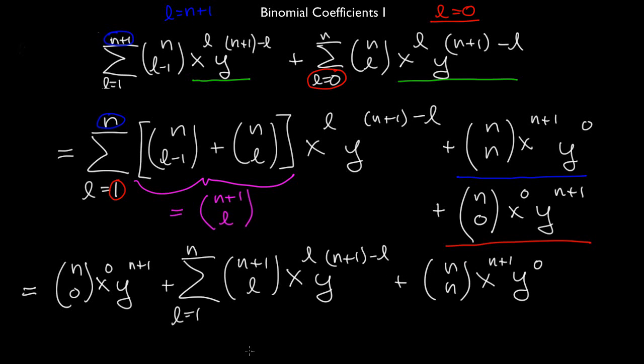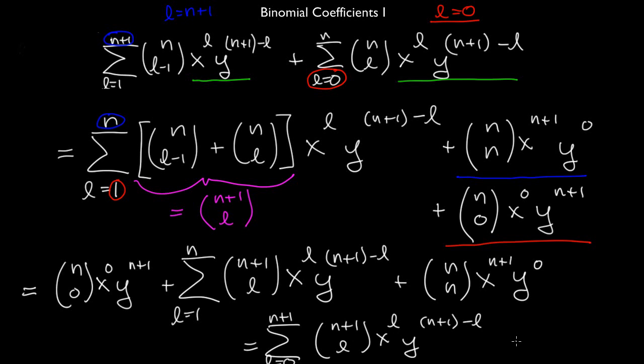And it's worked perfectly. I can rewrite this as the summation now running from L equals 0 to n plus 1. N plus 1 choose L, x to the L, y to the n plus 1 minus L. And that's what I needed to prove. So that's a proof of the binomial theorem by induction.